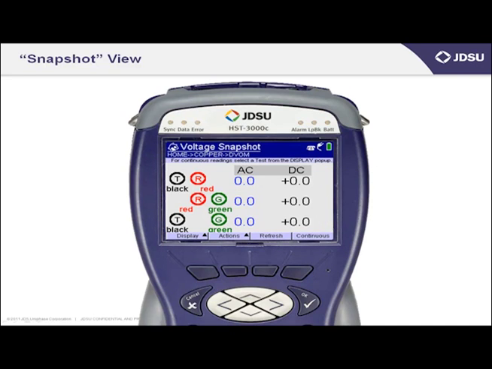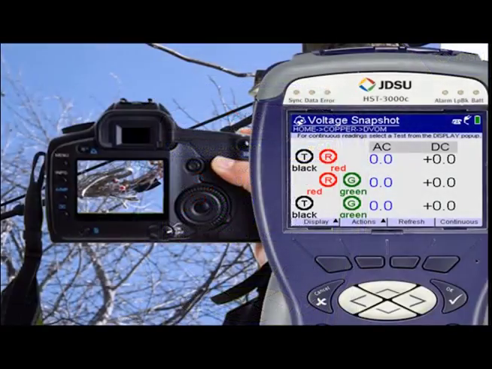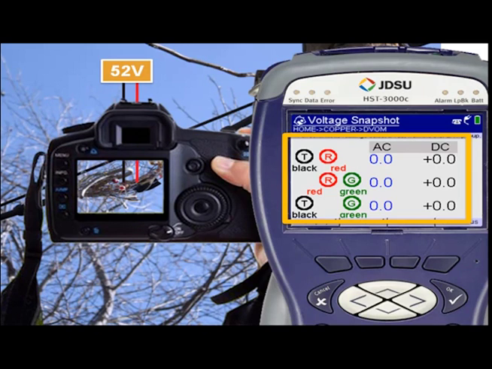However, this is just a snapshot view, meaning it is a picture in time. For instance, if I were to connect 52 volts of telco battery across tip and ring and measure with the HST in the snapshot view, the HST would still show 0 volts until I did another snapshot. We find that most field technicians are not comfortable with a snapshot view and prefer to see continuous measurements. I will show you that next.